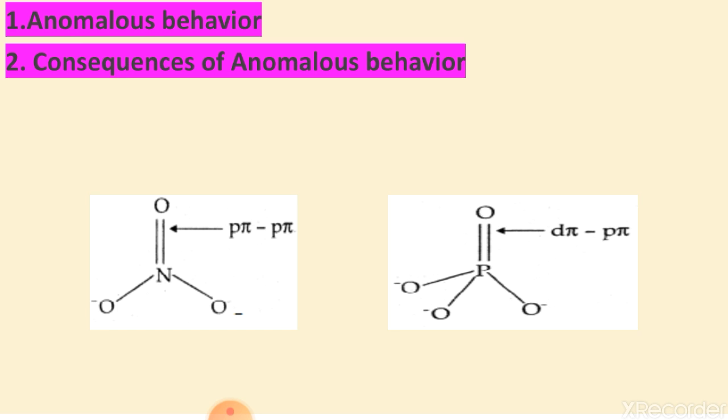Second, the first element of p block elements displays a greater ability to form p pi bonds, as I told you that the pi bond is formed by sidewise overlapping. So due to small size, the sidewise overlapping takes place in the first element of each group. That means carbon can form multiple bonds.